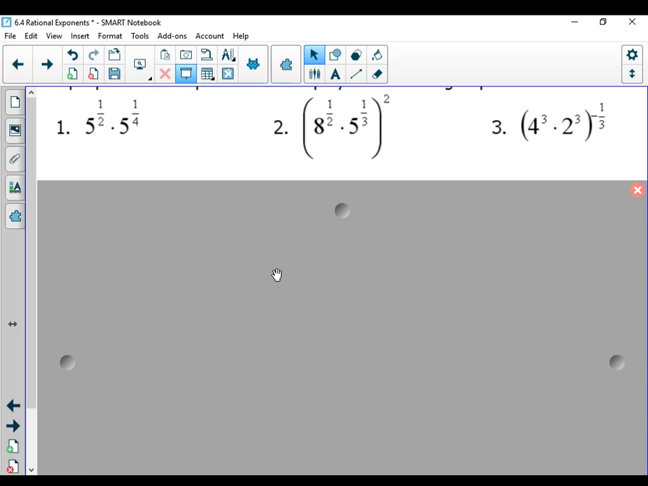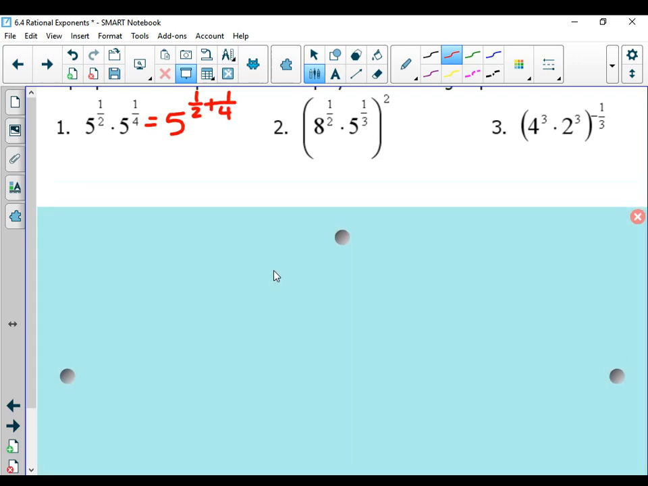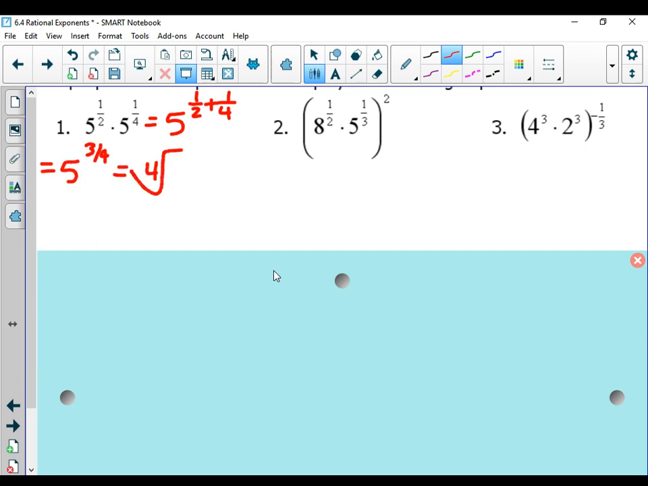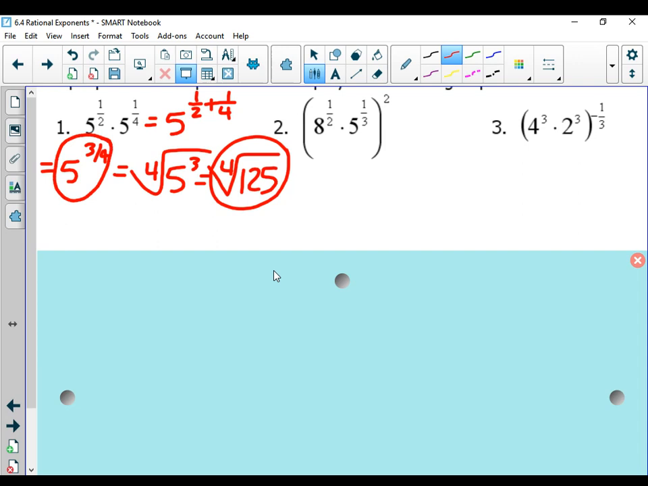All right, so the first one, we have the same base, so I'm going to keep that the same. And I have 1/2 plus 1/4, which will give me 3/4. And like I said, depending on if they say to leave it in simplest radical form, you would just write it like that. If they tell you to leave it as a rational exponent, you would leave it like that.